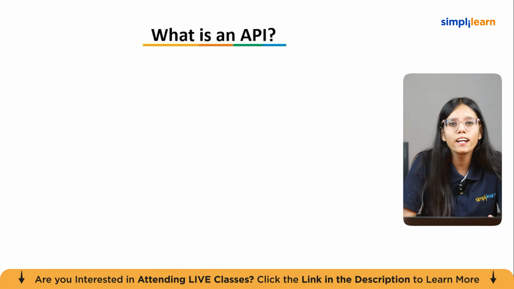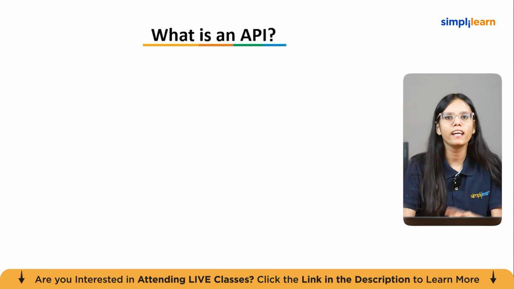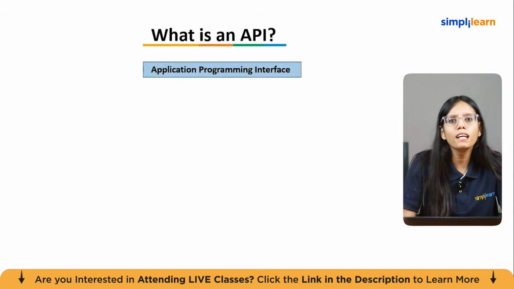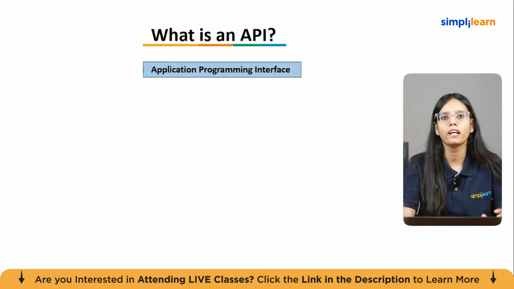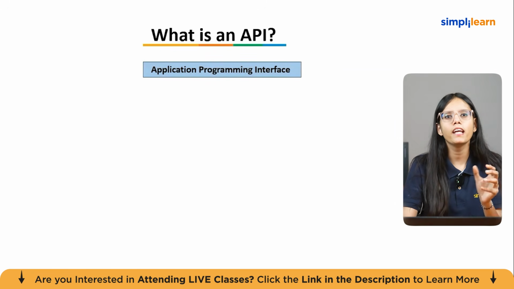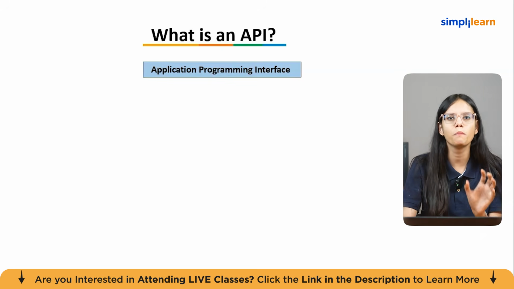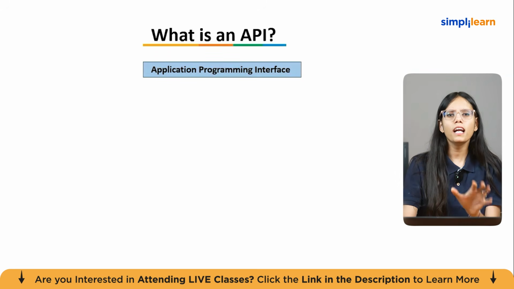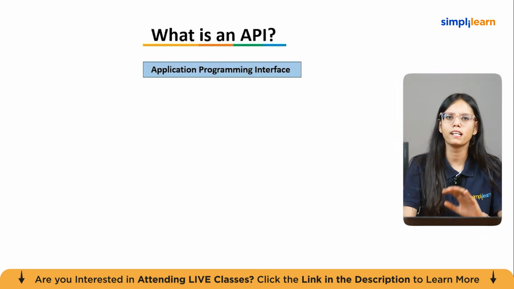And before understanding API security, let's first understand what an API is. API stands for Application Programming Interface. Simply putting, an API is a set of rules that allows two different software applications to communicate with each other. So let's try to understand it with a simple example.